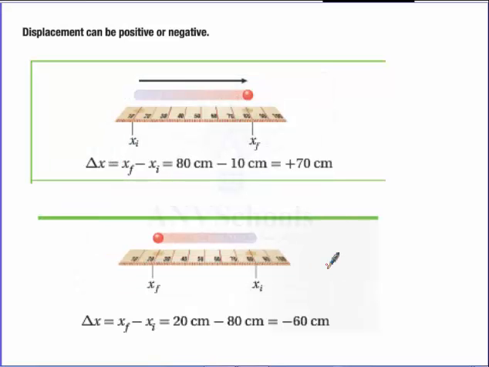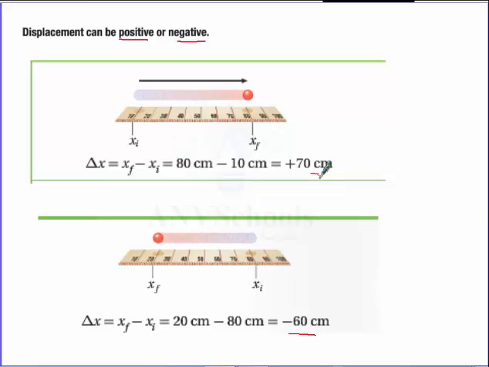The displacement of an object can be positive or negative, depending upon the direction in which the object is moving. Now let's see examples where we can have a positive displacement and where we have a negative displacement. These are the two cases.